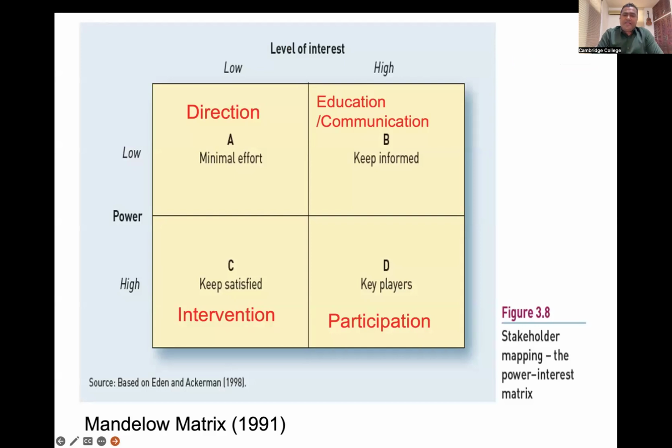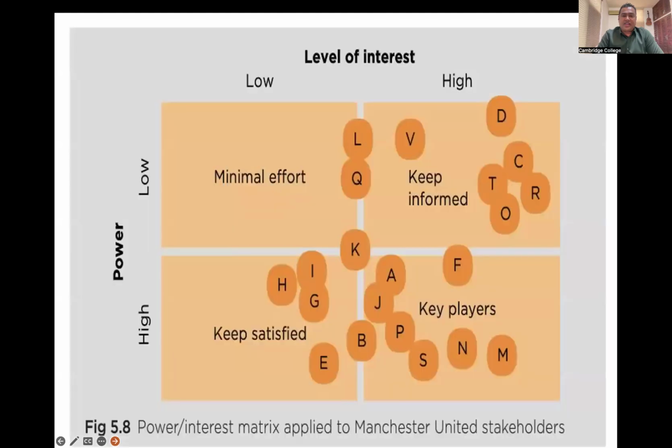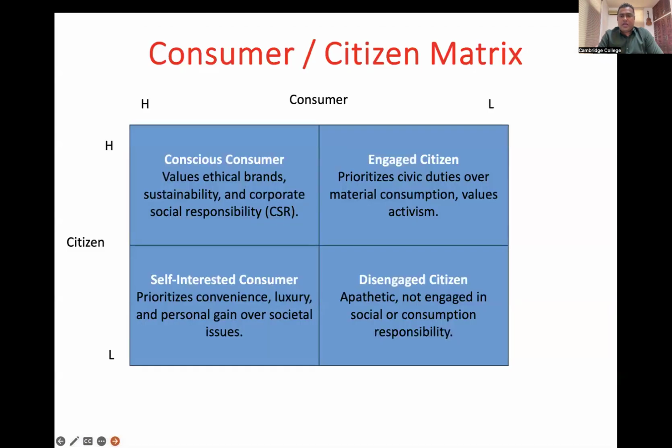So the Mendelow matrix is something that we've discussed before. I'm not going to discuss this again. The Mendelow matrix, which is called the power and interest matrix: high power, high interest, low power, low interest. High power, high interest stakeholders, as you can see here, they are the key players. They need to be managed very carefully, right? But this theory is something new, and I want to spend some time with you on this.